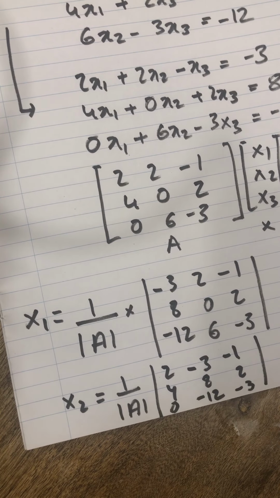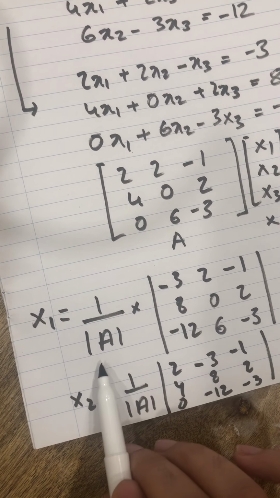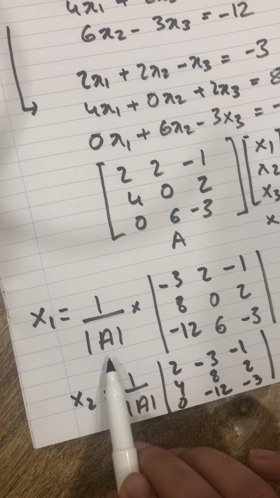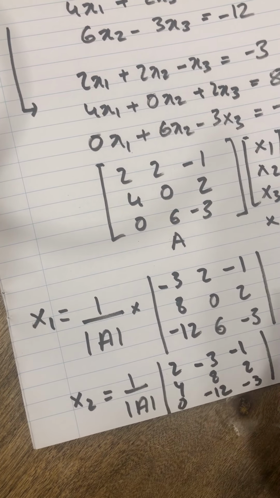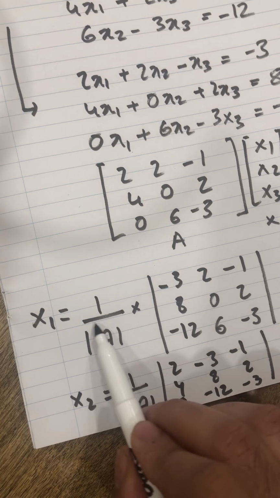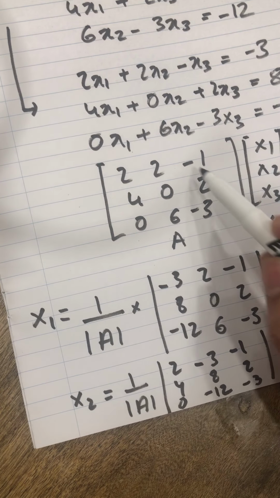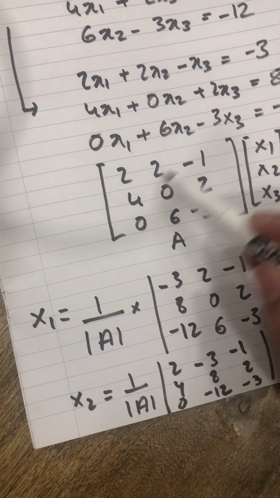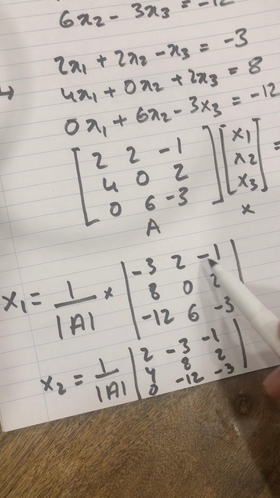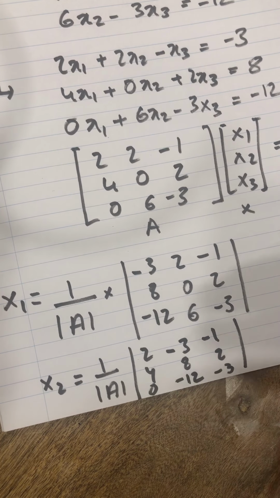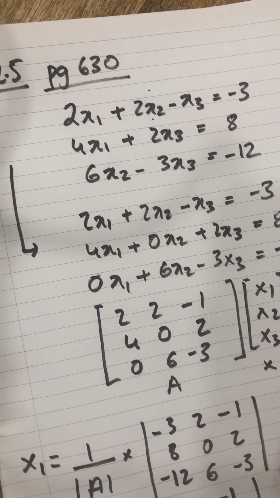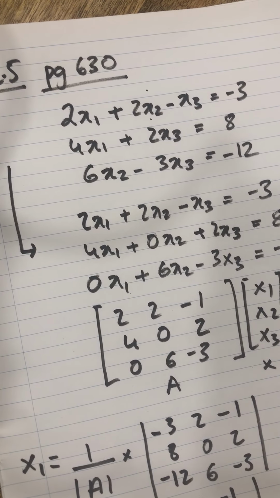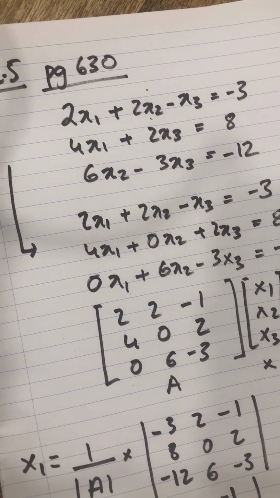But I guess the only slight bit of good news here is you just need to calculate the determinant of A once, right? Because notice that x1, x2, and x3 will all have 1 divided by the determinant of A. So you've calculated the determinant of A just once, but these other things you have to calculate 3 times, which takes a bit of time, okay? So this is how you use Cramer's rule to solve a system of equations which has 3 equations and 3 unknowns.